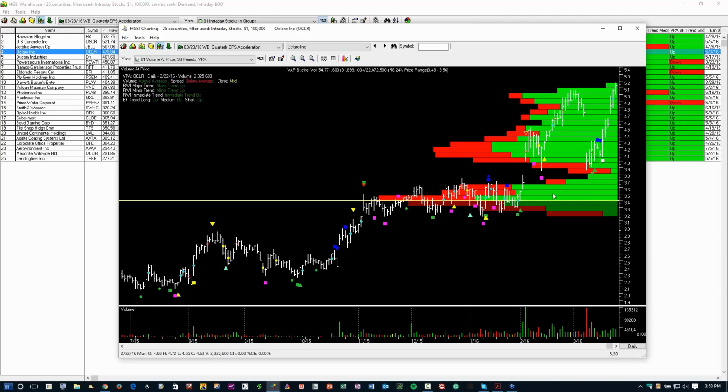As it broke away, notice that this bucket here is primarily green, if you look at it visually. That means as these bars cross back and forth, more of the activity was bullish, or the stock was closing up more than down in this time range, or at the volume point of control. Let's see what I have up here.